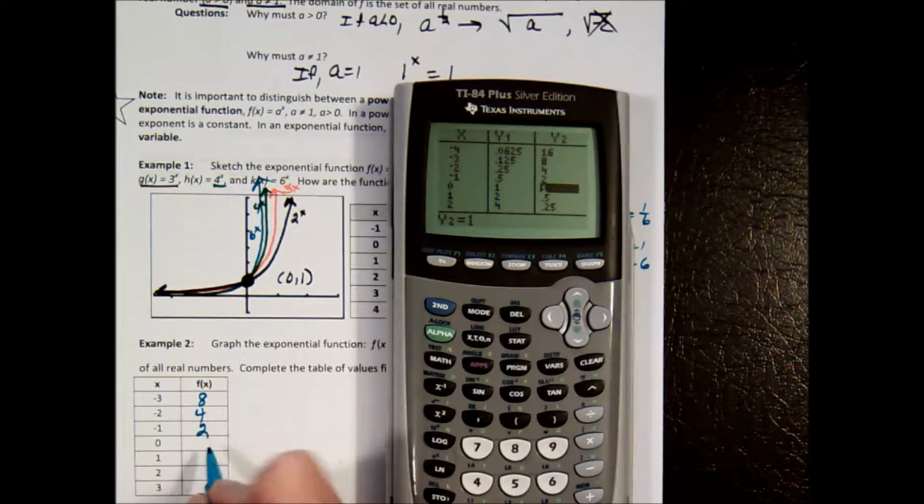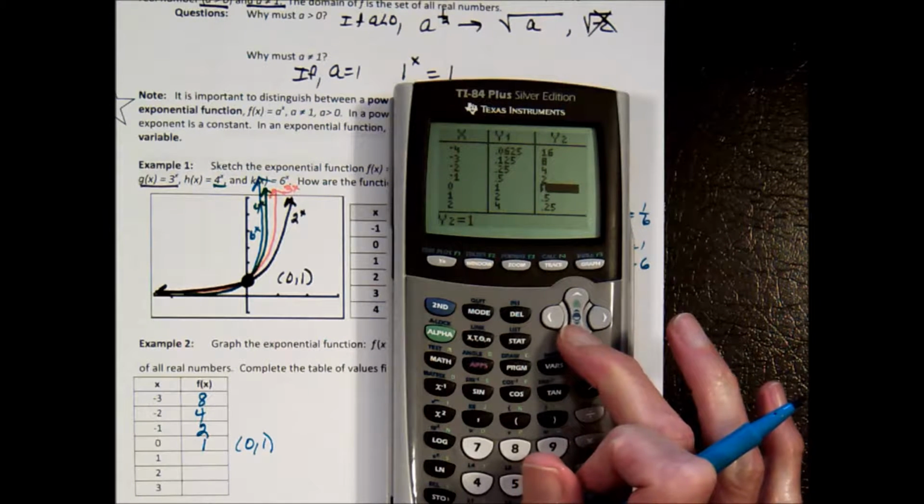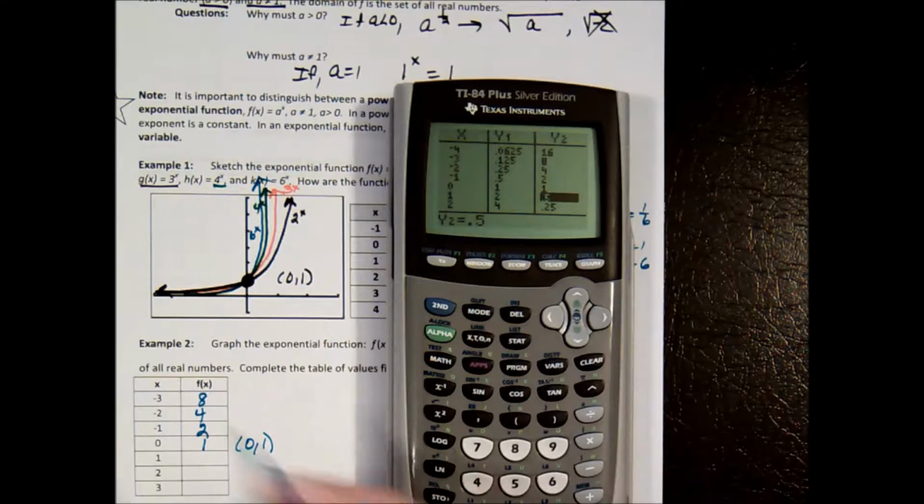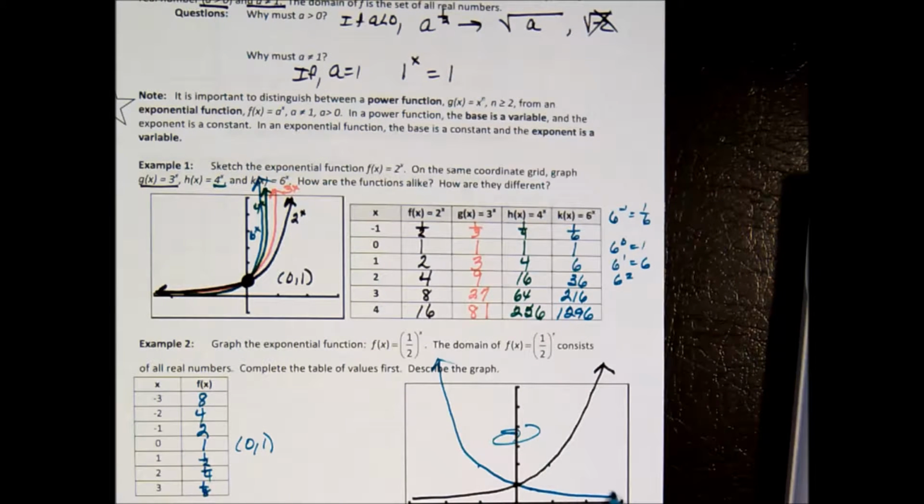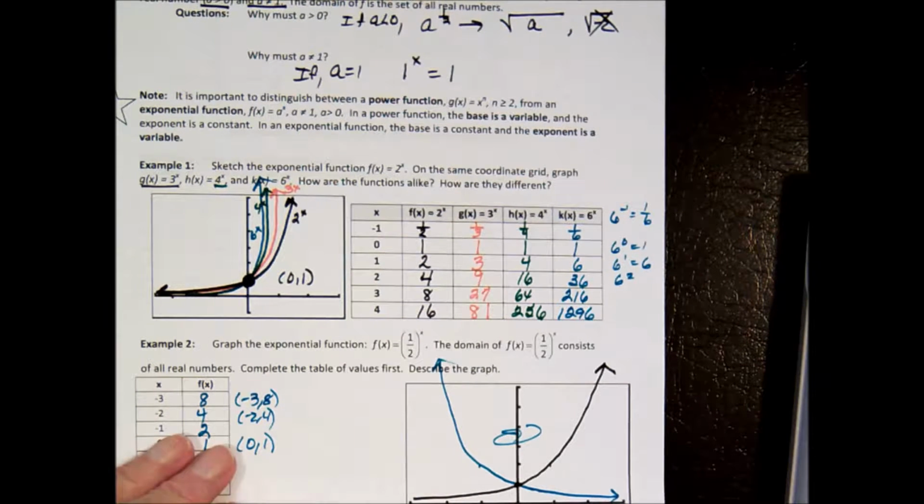It's 1 again, so it still goes through that point (0, 1), because anything to the 0 power will be 1. Then x is +1, we have 1/2. X is +2, we have 1/4, and then 1/8. And if you plotted those points, the blue line will show that those points are all on my graph: (-3, 8), (-2, 4), etc. So that's an exponential function.